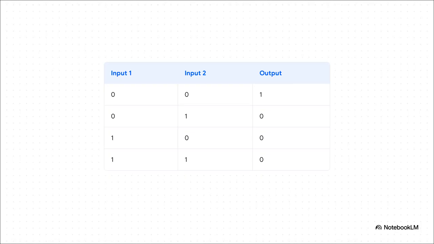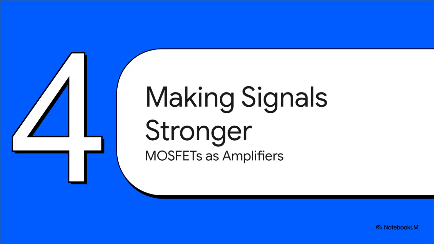And here's the decision it makes, laid out perfectly in what's called a truth table. The output is 1 or on only if input 1 and input 2 are both 0 or off. In every other situation, the output is a 0. It's a simple rule, right? But when you combine millions and millions of these simple gates, you can perform every complex calculation a computer does. It's incredible.